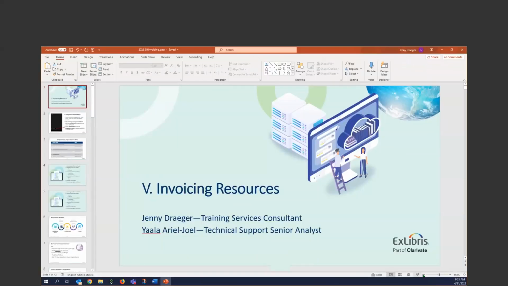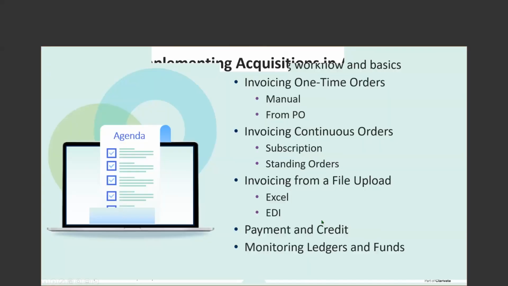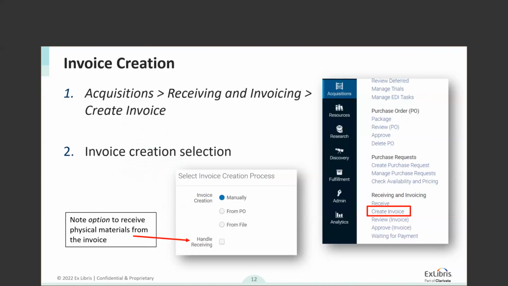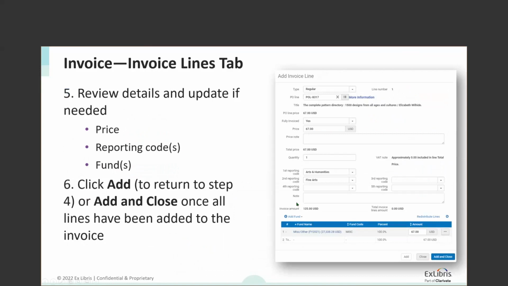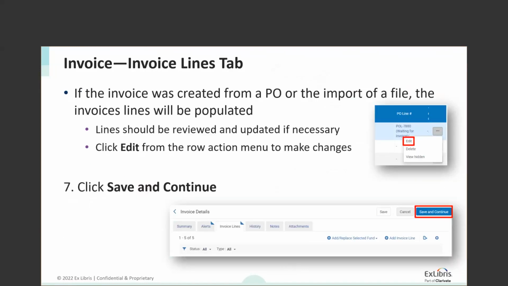Okay, oops, why am I at the beginning of my PowerPoint? Let's get back down to where we wanted to go. Okay, we talked about the selection, entering the PO line number or search. That was creating the invoice manually, reviewing, updating. You want to verify that price. You want to verify any reporting codes, funds. Or if you didn't put reporting codes in the PO line, you could always do it here. Just the ability to edit the PO lines as needed.